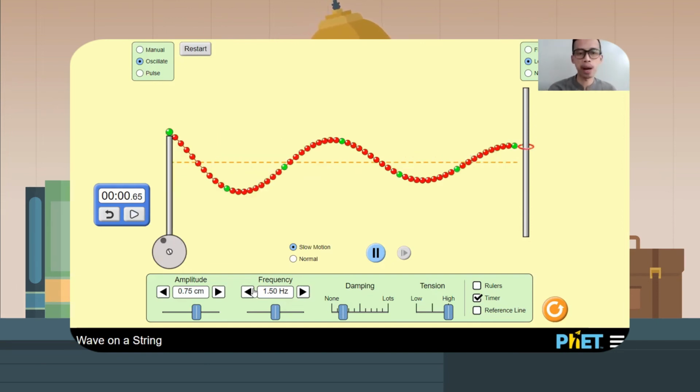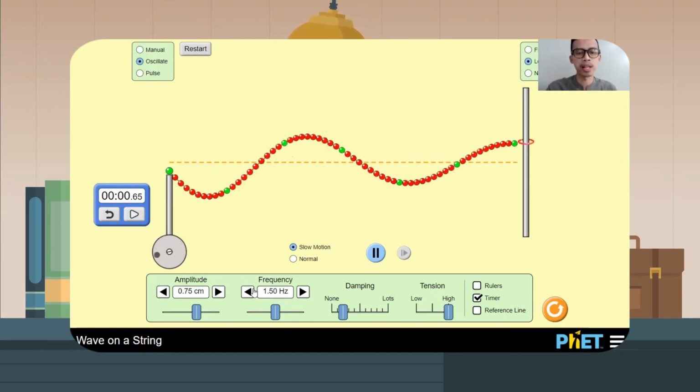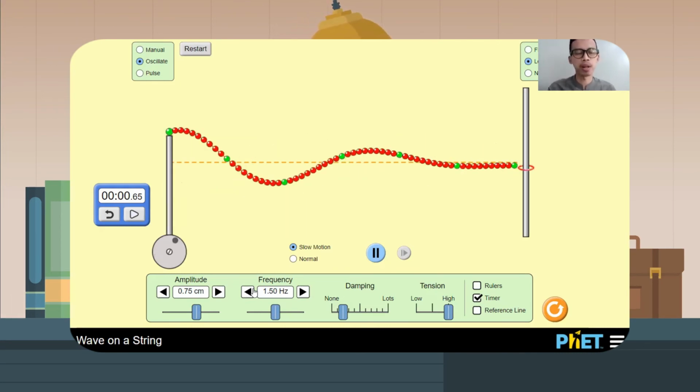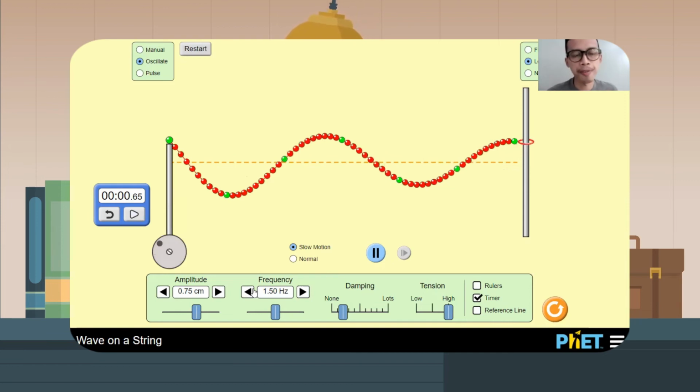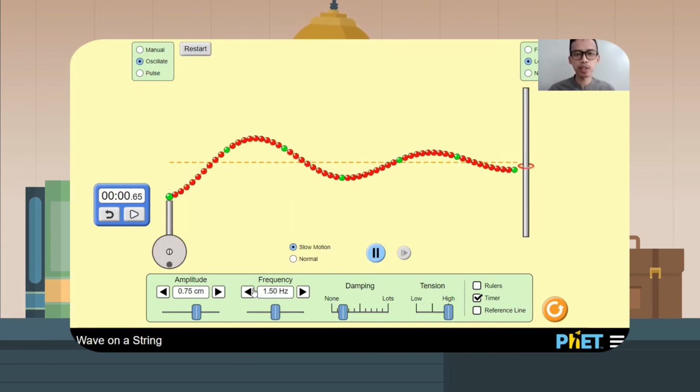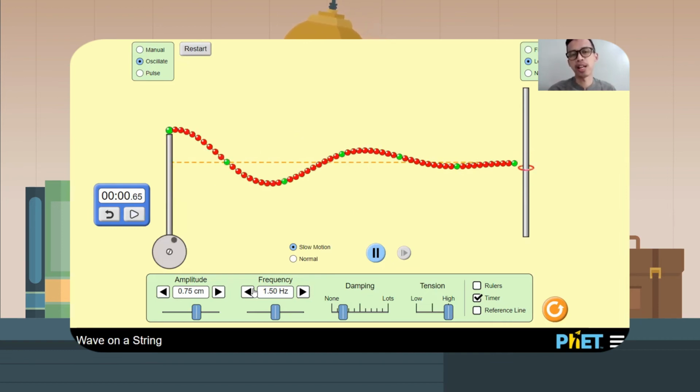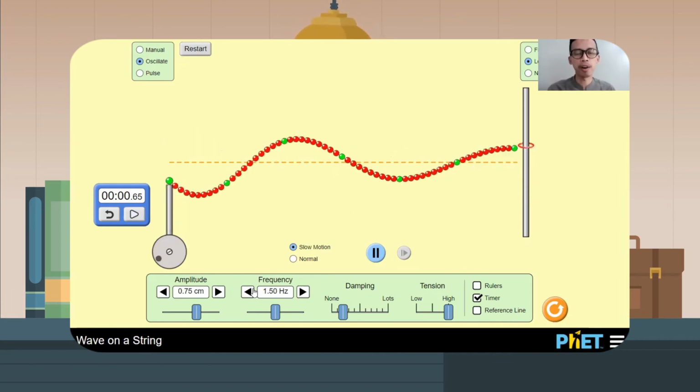Of course, when I measure, there is uncertainty, based on my reaction time and other factors. So one more time, frequency is the number of oscillations per unit of time.